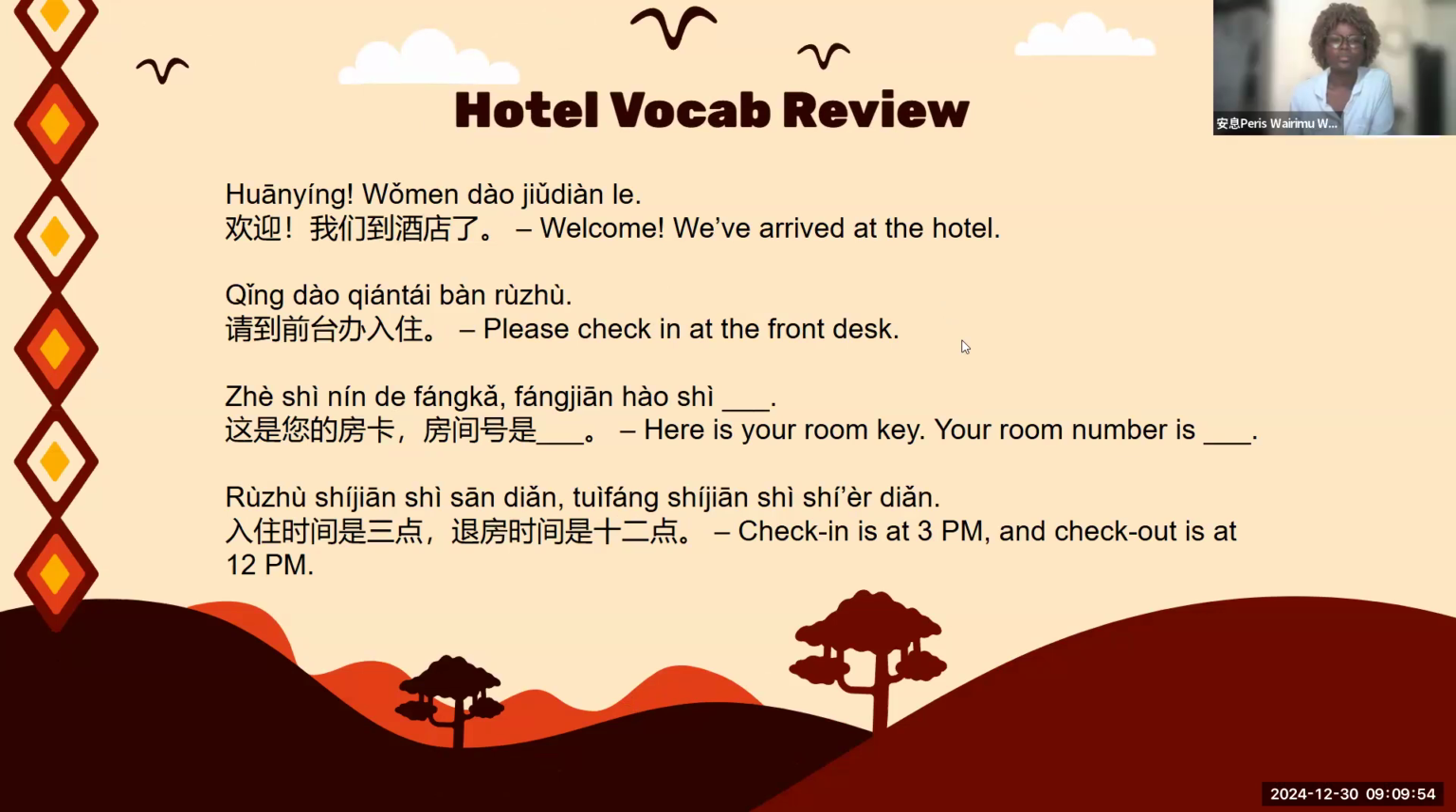这是您的房卡，房间号是, and then you can plug in the number, whatever you want. 入住时间是3点，退房时间是12点。 Very good. Do you guys understand the breakdown of that sentence? Yes. Okay.